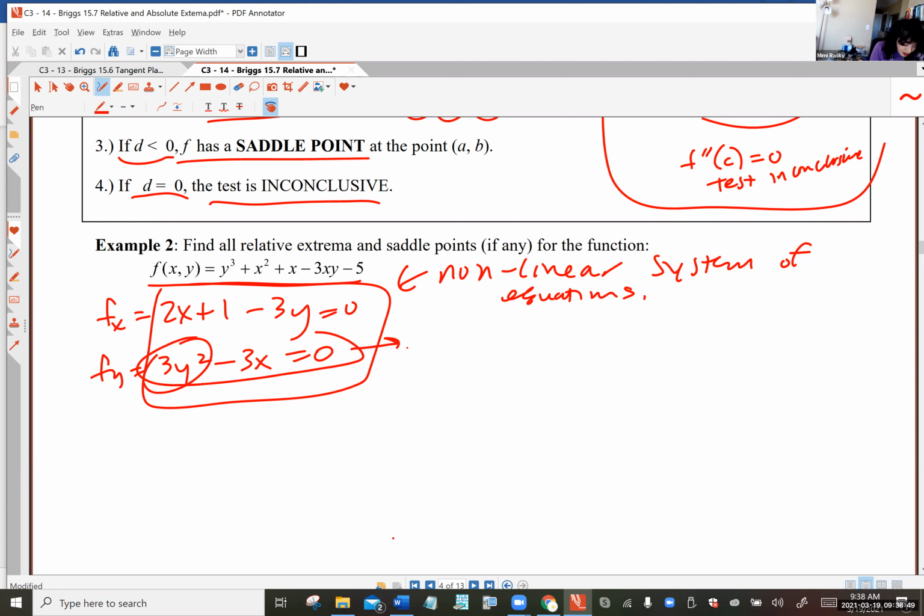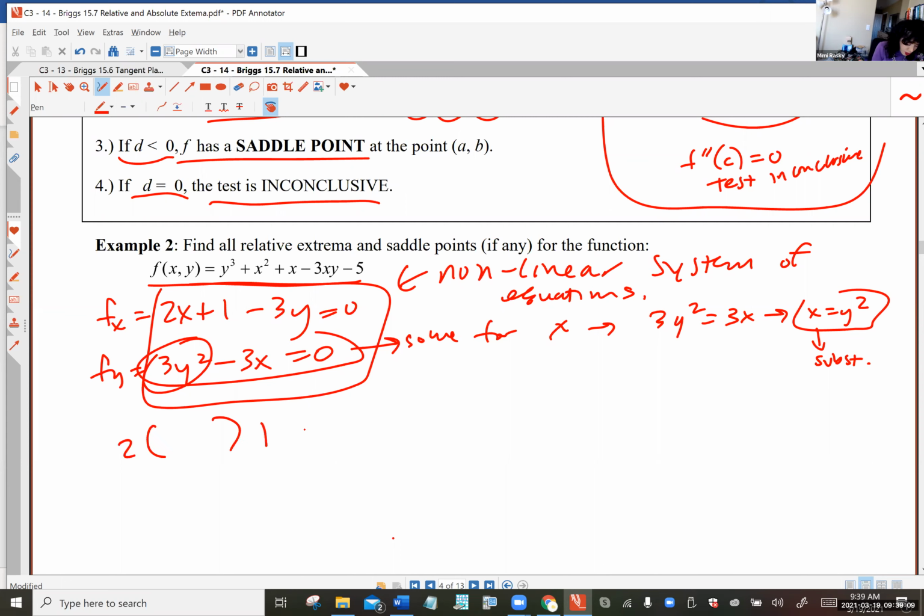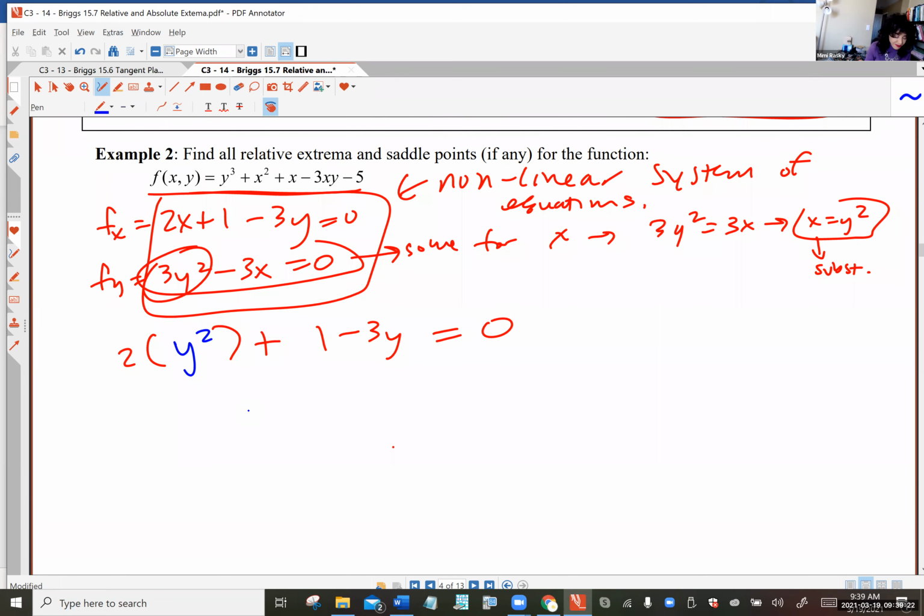So I'm going to solve the second equation for x because I claim it's actually kind of easy. If I add 3x to both sides and then divide both sides by 3, I get x equals y squared. And so I'm going to substitute that into the first partial for x. So the first partial was 2x plus 1 minus 3y equals 0. And if I substitute x equals y squared in there, that's why they call it the substitution method, I now have an equation in y.